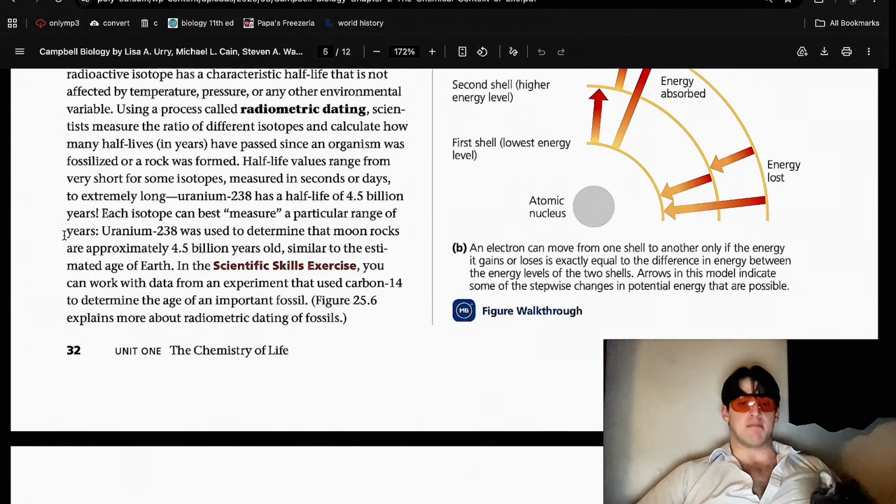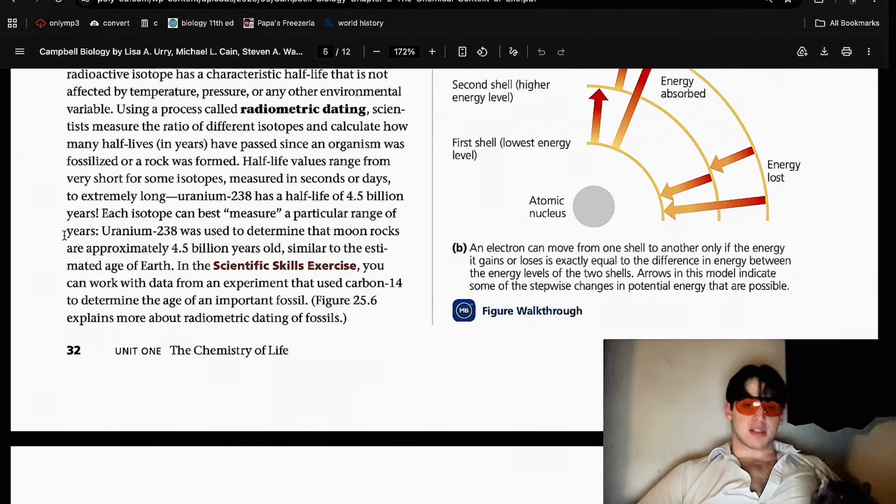Uranium-238 was used to determine that moon rocks are approximately 4.5 billion years old. What are you talking about? Moon rocks? Uranium was used to date moon rocks. So you're telling me there's uranium present on the moon? How common is uranium? I thought uranium was rare. Are you telling me that you're just scooping up uranium from the moon? That's insane. Anyway, there's probably a microscopic amount, I'm guessing.